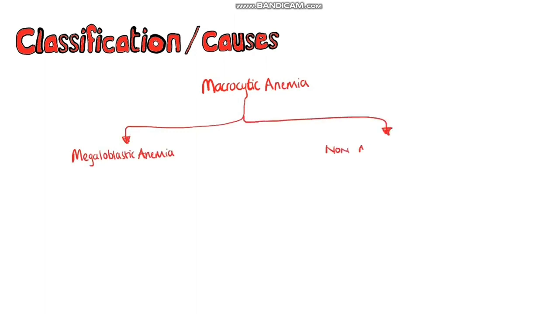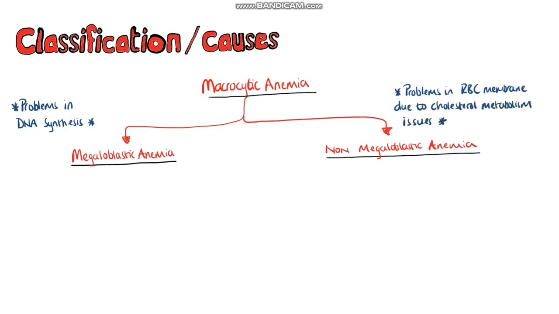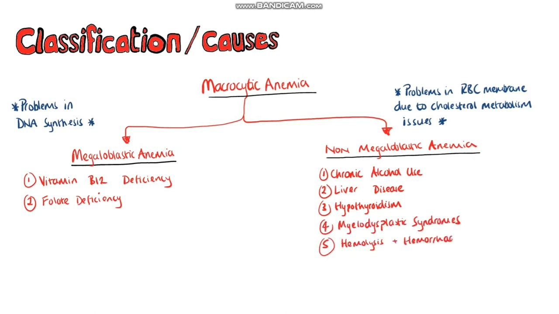So, macrocytic anemia can be further divided into megaloblastic and non-megaloblastic anemia. Megaloblastic meaning we have a problem in DNA synthesis and repair, whereas non-megaloblastic anemia does not have DNA replication problems. Instead, there's a problem with the red blood cell membrane due to problems in cholesterol metabolism. Under megaloblastic, we have the ones that are more typical, like vitamin B12 deficiency and folate deficiency, while non-megaloblastic can have several causes including chronic alcohol use, liver disease, hypothyroidism, myelodysplastic syndromes, and sometimes hemolysis and hemorrhage.